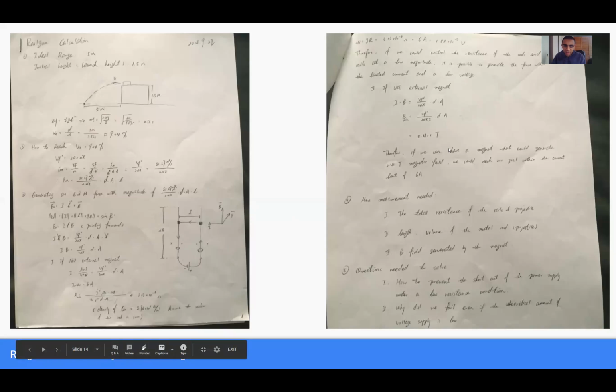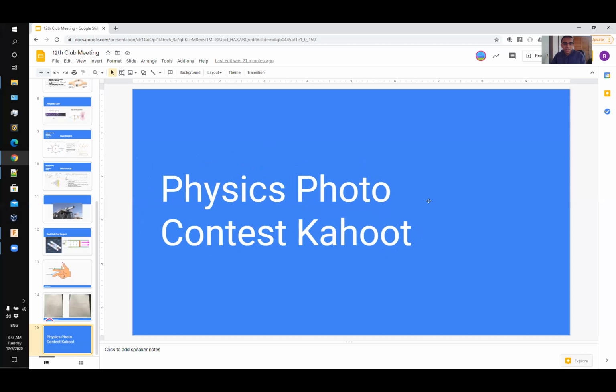You can see that the final value Andrew came up with was 0.411 Tesla, which is many times stronger than a fridge magnet, for example. It's a very strong magnetic field. We'll elaborate a bit more on that later, but for now we're going to end off the semester with a Kahoot. So I will quickly begin that.